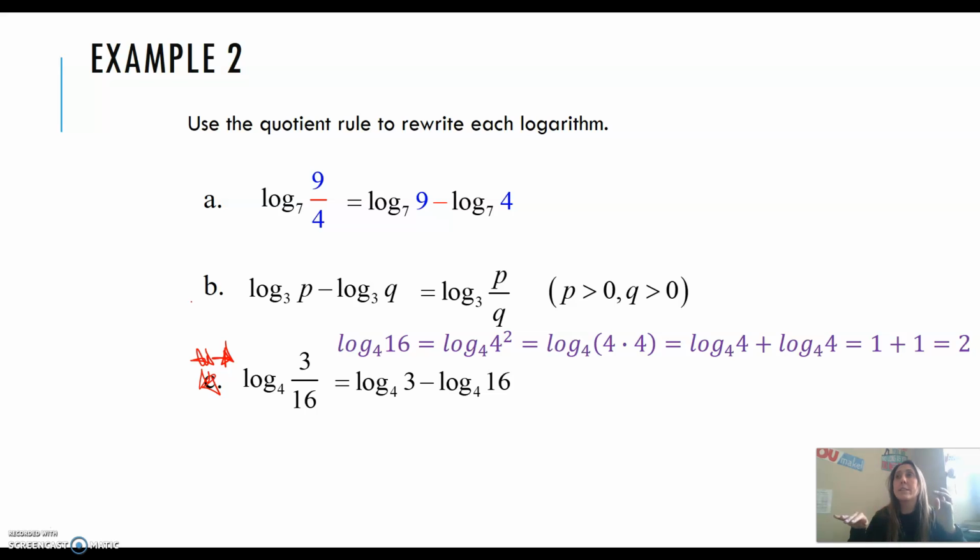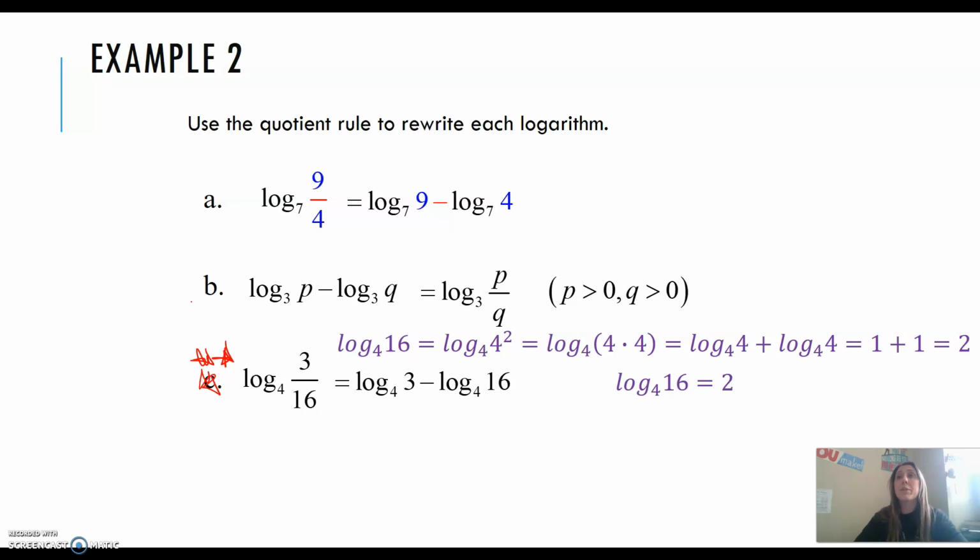This is a practice that will serve us well later on, especially when we're solving. If we do it that way, that can be rewritten as log base 4 of 4 times 4, which is log base 4 of 4 plus log base 4 of 4, which is just 1 plus 1, which is equal to 2. Or we could just know that log base 4 of 16 is 2, because 4 to the second power equals 16. That was the first warm-up problem we did, and that should be something that you're recognizing.